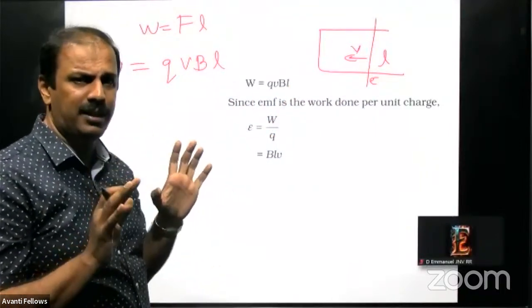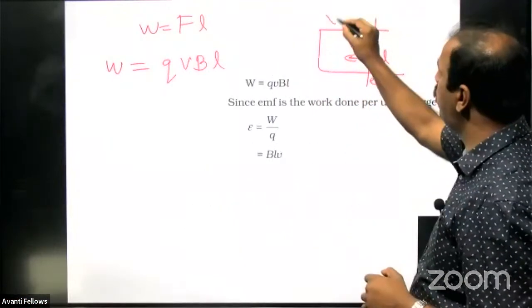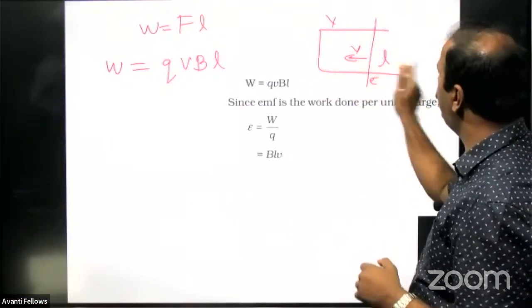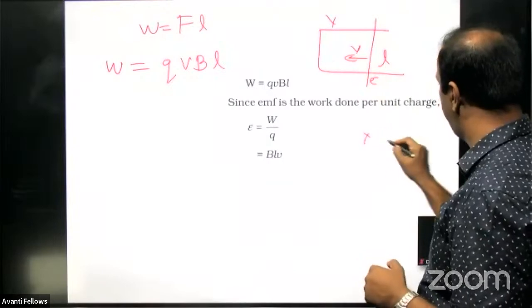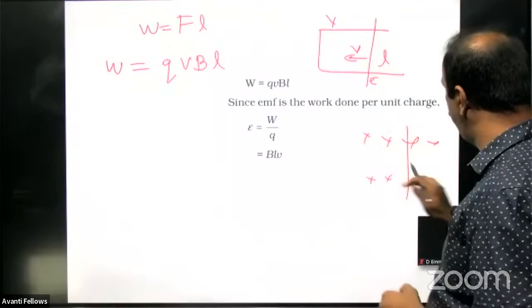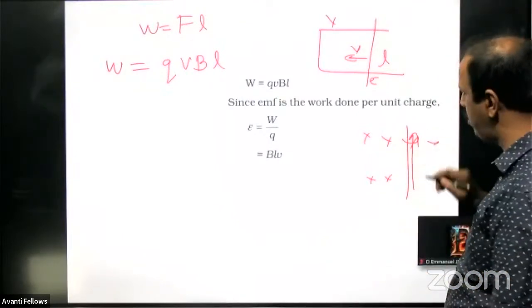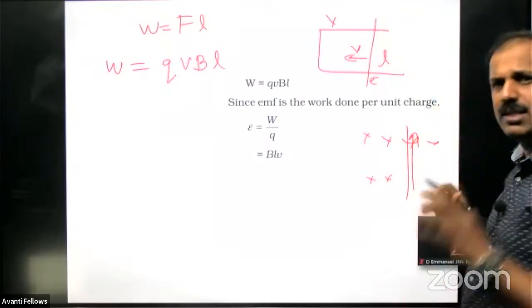I think it's clear. Once more, for those who have not understood: we have a magnetic field which is into the plane of the paper. You don't even think about this one. You just directly take that you have a magnetic field like this and you have a rod like this. When the rod is moving, the electrons are moving like this, for whatever charge. Here, electrons only. So where electrons are moving, there is some work done.